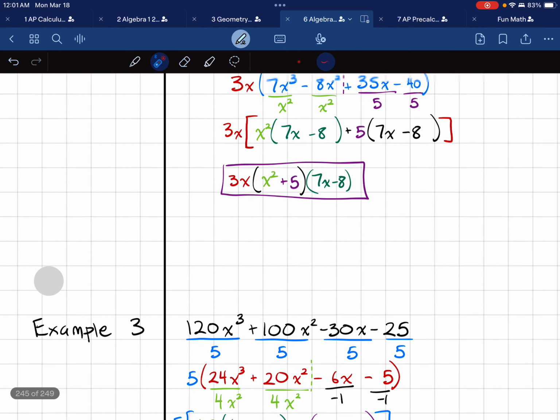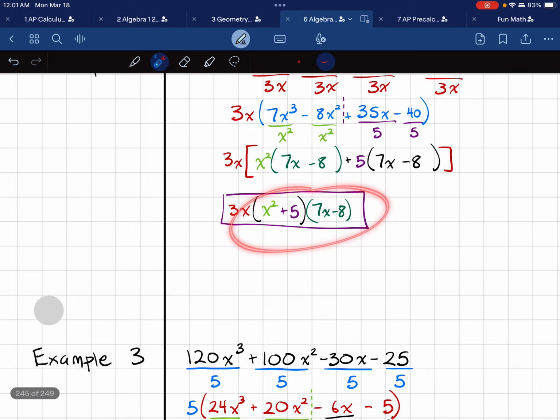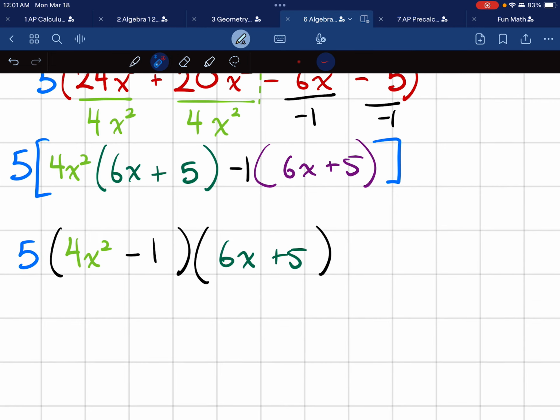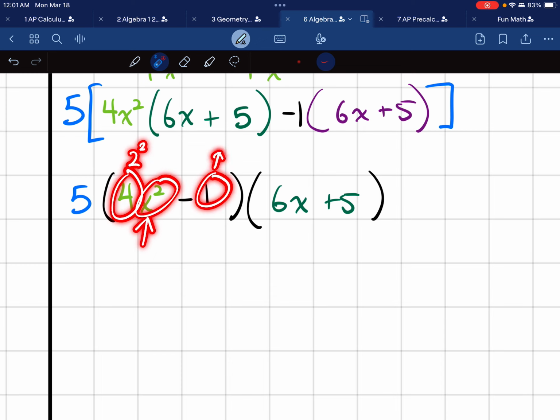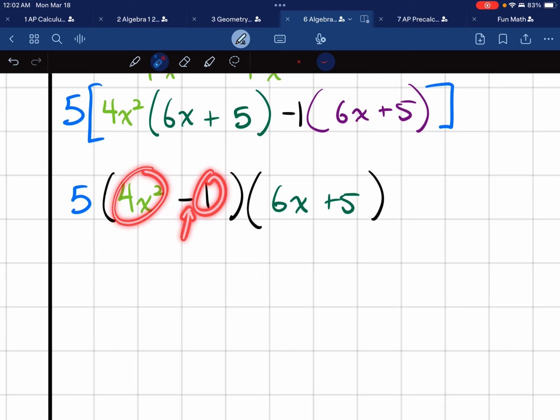Like in the last problem, we were done at this step. However, in this problem, we have to go a step further because this number can be factored even further. You might question how until you remember this is a square. This is a square too. It's 2 to the power 2. And 1 is a square because that's the same thing as 1 squared. This is a square. This is a square. This is a minus sign. This is a difference of squares.